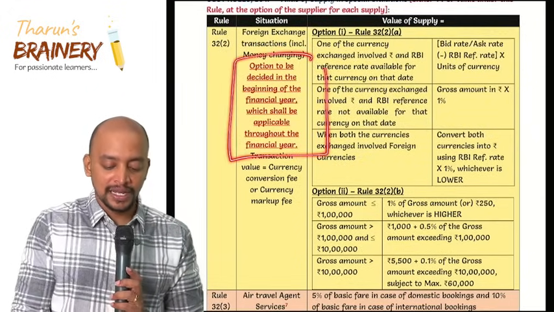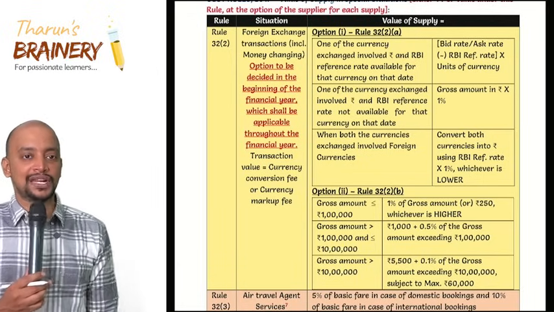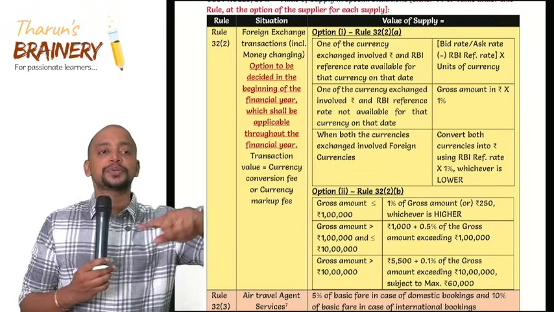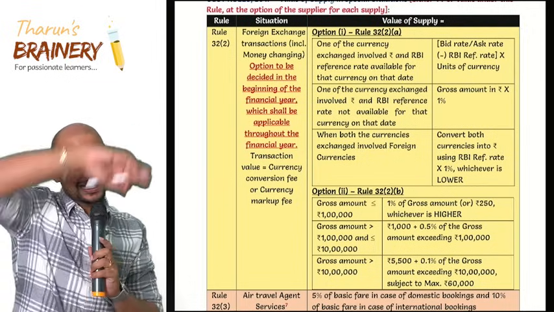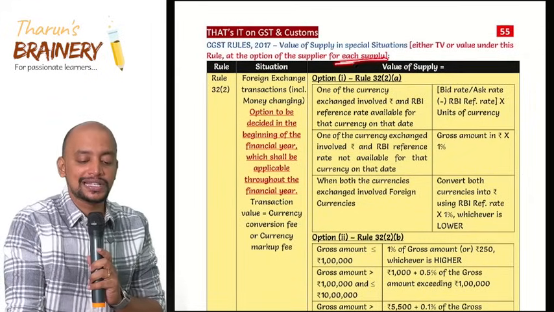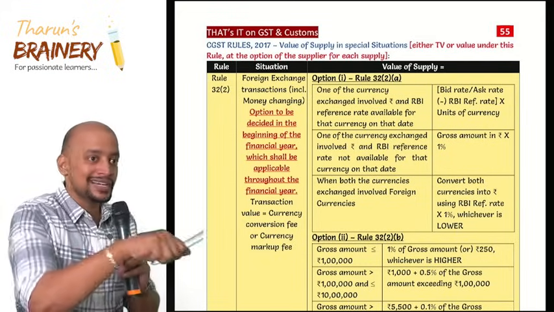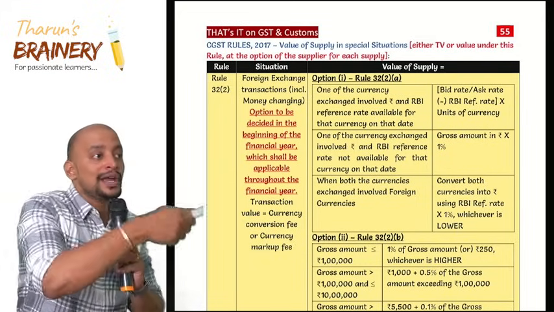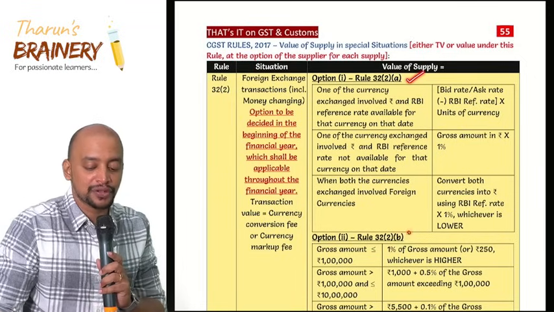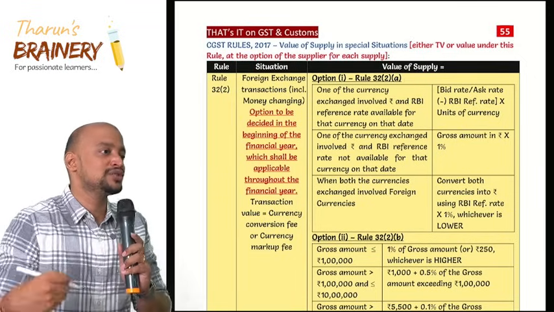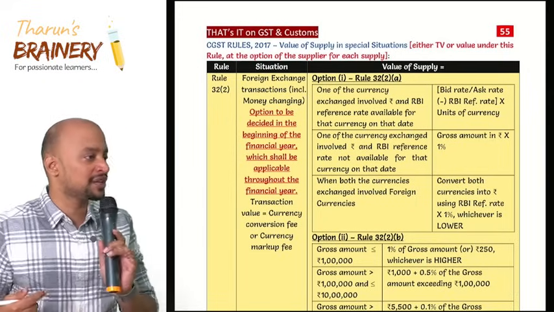You can see that part. The option is to be decided in the beginning of the financial year and applies throughout the financial year, which means between option 1 and option 2, not between transaction value and rule 32. Between transaction value and rule 32, you can decide for each supply, for each invoice. But the moment you enter rule 32, for a forex transaction you again have option 1 and option 2. You need to decide any one in the beginning of the financial year, and that will be applicable throughout the financial year.